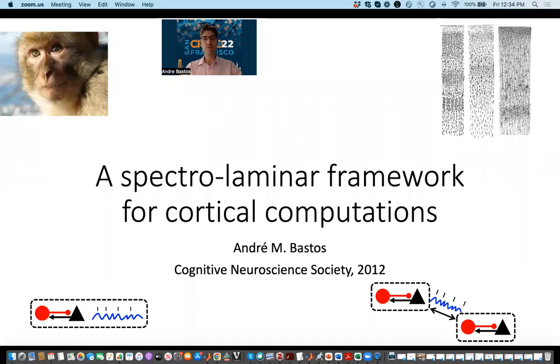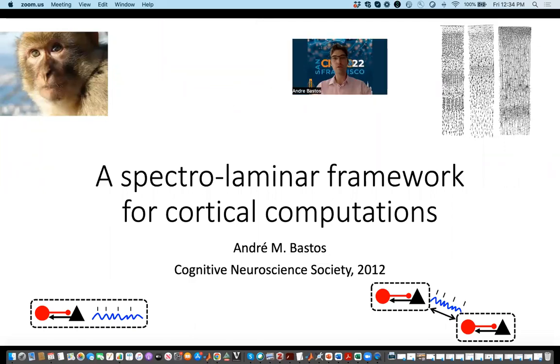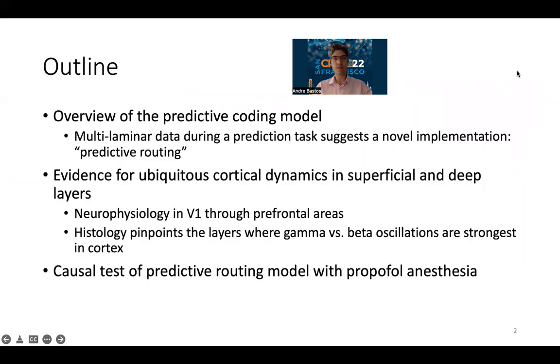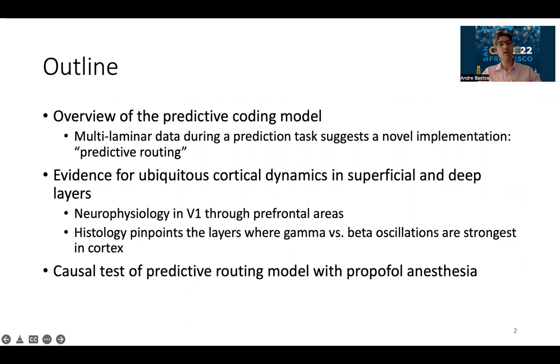It's titled A Spectro-Laminar Framework for Cortical Computations. The overview of the talk is that I'm going to talk first about the predictive coding model, which, as many of you know, is now one of the dominant models in cognitive neuroscience, and how we've attempted to test it with multilaminar electrodes. I'll then talk about a ubiquitous cortical dynamics involving superficial and deep layers, which might be involved in this process, and test the model causally with propofol anesthesia in the final section.